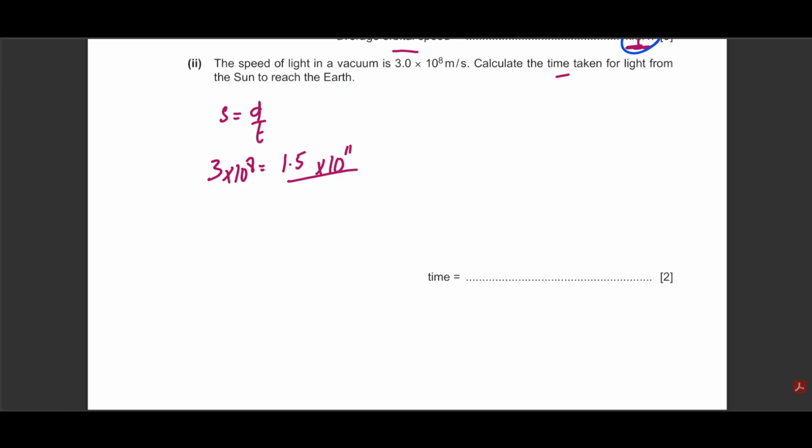So 1.5 into 10 raised to the power 11 divided by time t. This time t comes out as exactly 500 seconds. So we'll write down 500 seconds. Oh, sorry. Simple s would be the unit.